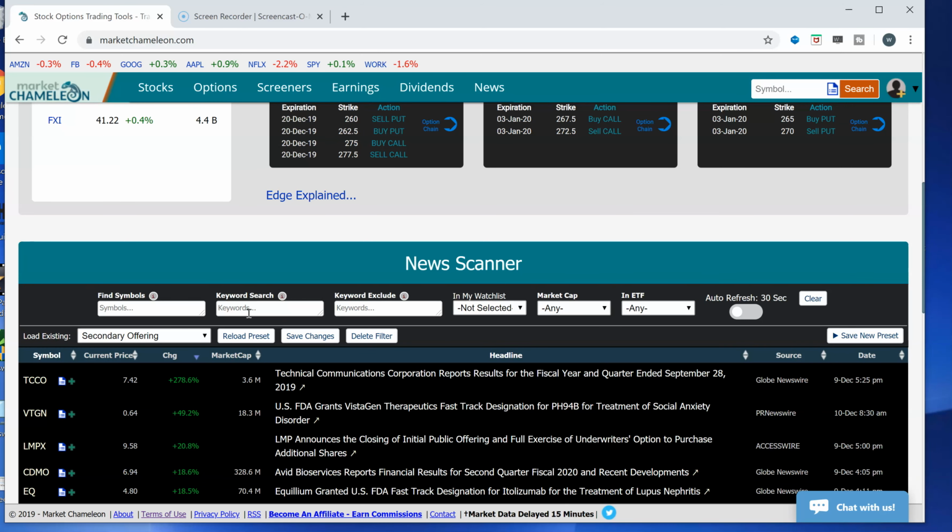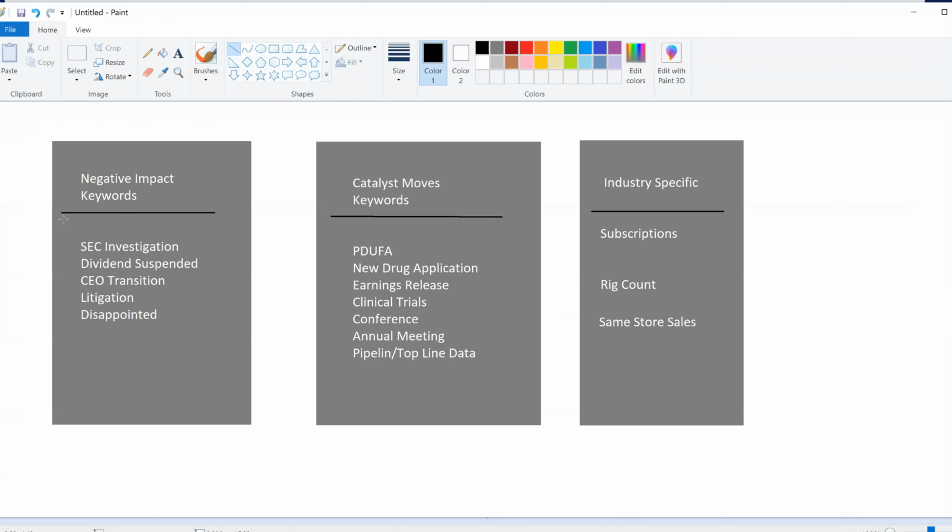So what type of other keyword searches can you create, or what type of other groups? I just wrote down a little cheat sheet here. For example, maybe you're looking for negative impact words, right? Like SEC investigation, dividend suspended, CEO transition, maybe litigation. Maybe there's something within the press release where the CEO says they're disappointed with something. So what are they disappointed with? Were they disappointed with certain sales, with a certain product? How critical is it? So these would be your potentially negative impact words.